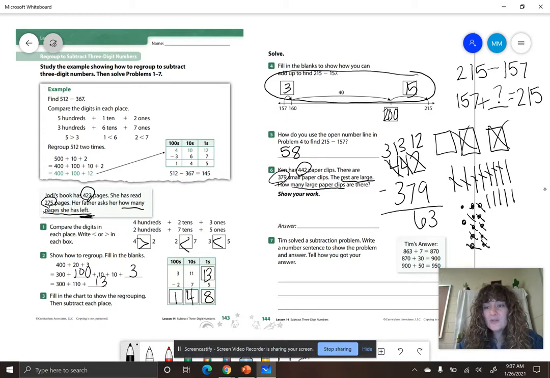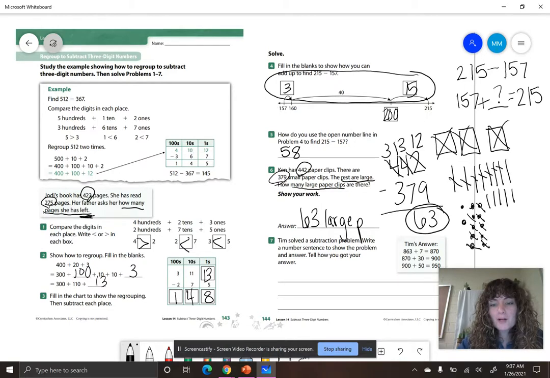1, 2, 3. How many large paper clips did Ken have? He had 63 large paper clips. Don't forget to label. It's not 63 cactuses, it's 63 large paper clips.